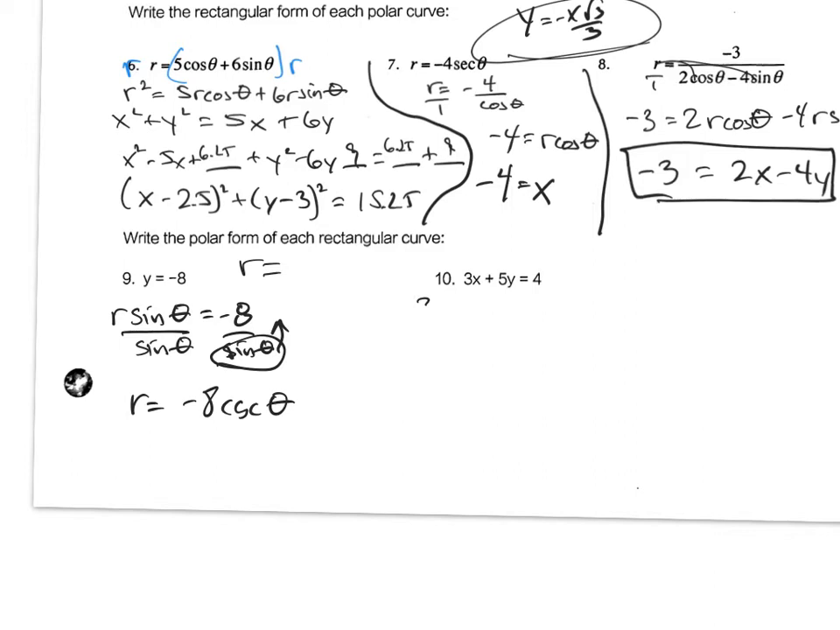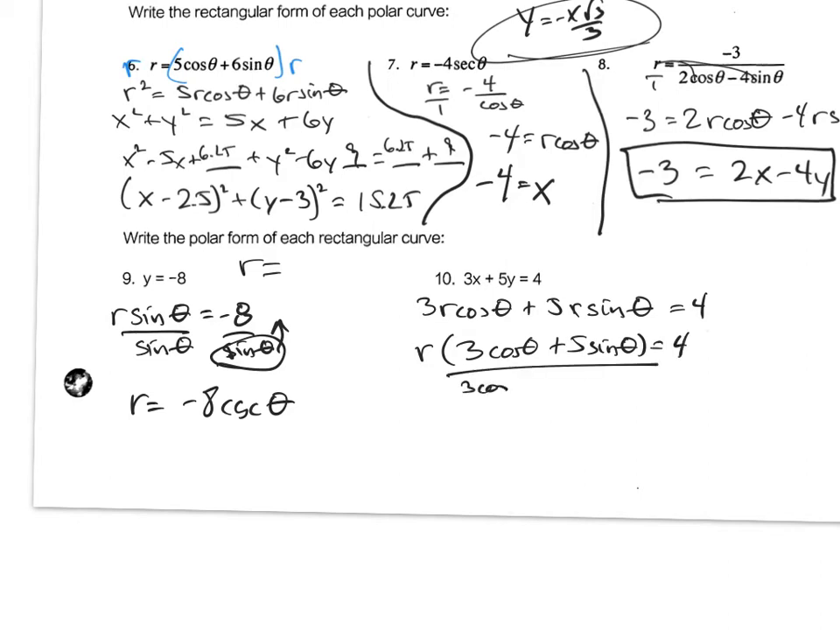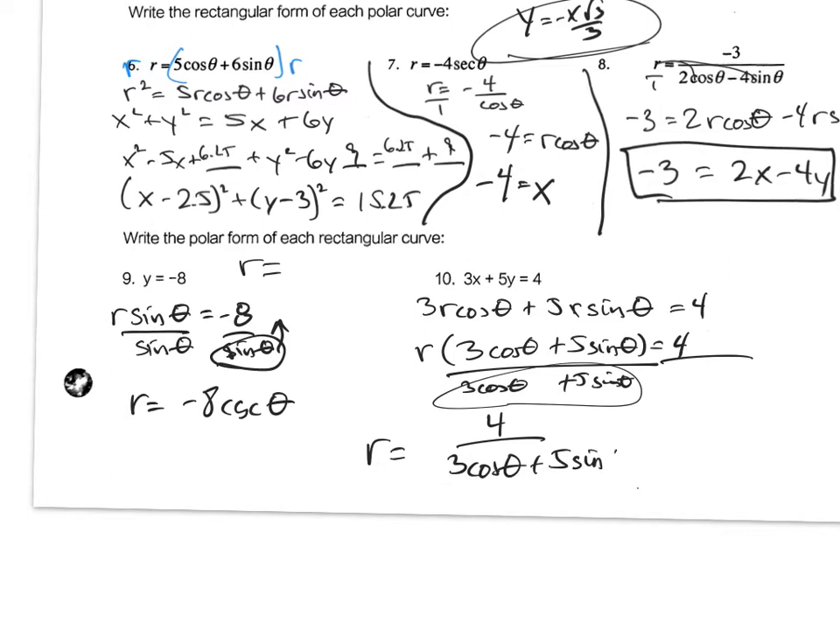X is the same thing as r cosine theta, 3r cosine theta, plus 5r sine theta. And of course the 4 is a plain 4. Again, to sort of force the issue to have the letter r written once, this means you're going to factor it. So we get 3 cosine theta plus 5 sine theta. And now we have the letter r written once, and to isolate that letter r, we just divide by this entire quantity, and you get r equals 4 over 3 cosine theta plus 5 sine theta. The answer for number 10 looks very similar to the question from number 8, and so you can tell that that is allowed.